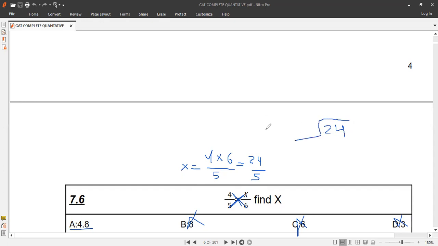For the guys who don't know how to do long division, 24 divided by 5, for example, because we will not have a whole number. 24 divided by 5 is 4, because 4 multiplied by 5 equals 20. Then we subtract. Now we have remainder 4. We put 0 and a dot. 40 divided by 5 equals 8. So this is the answer.